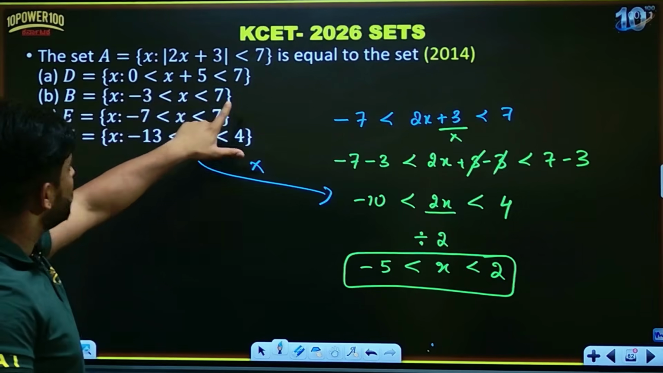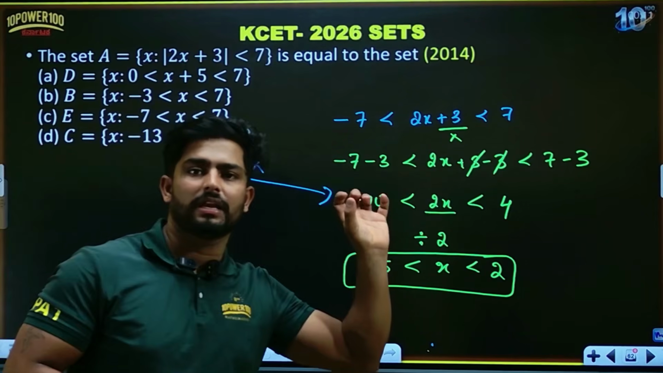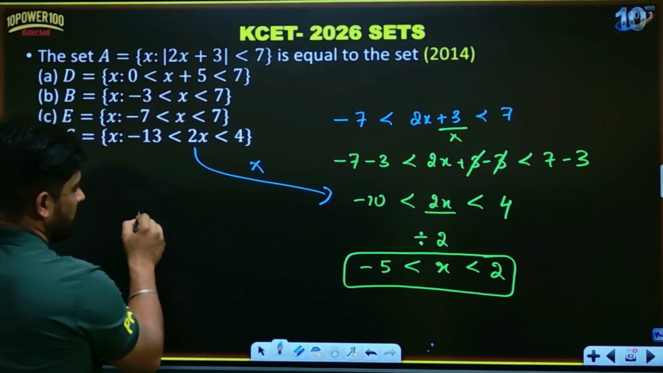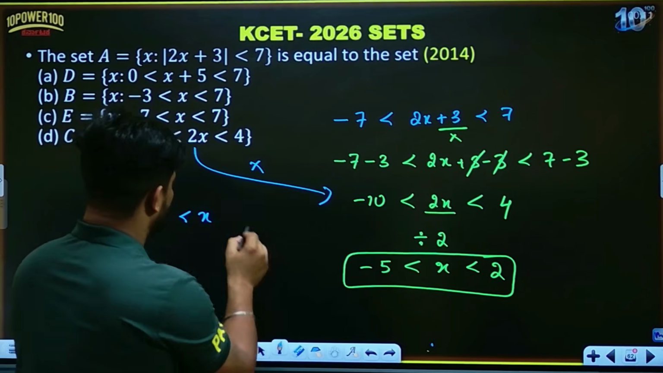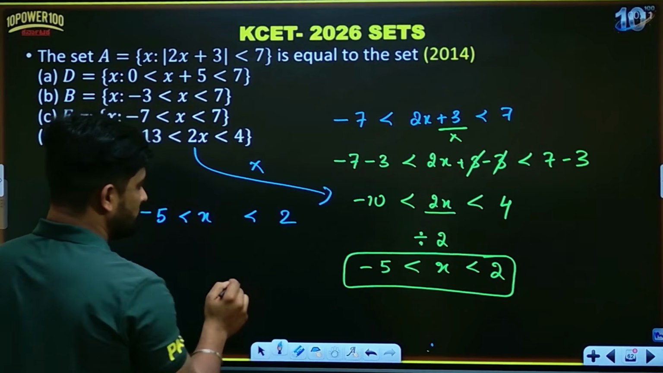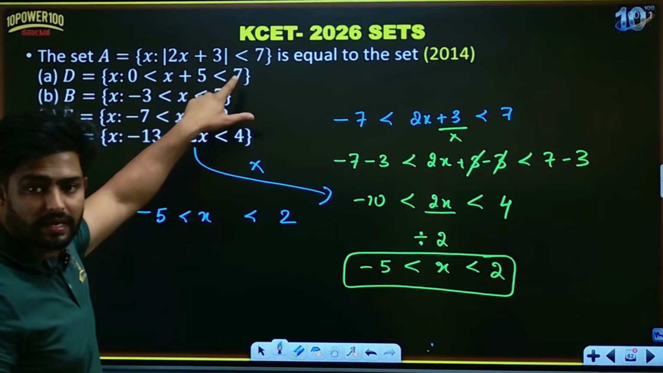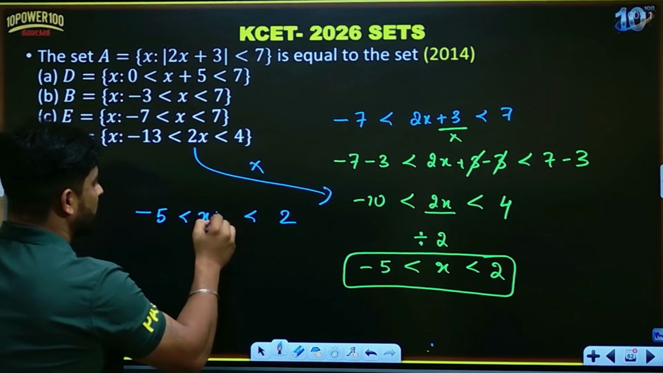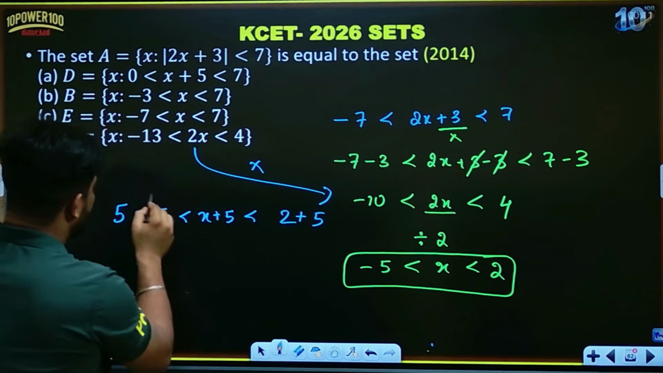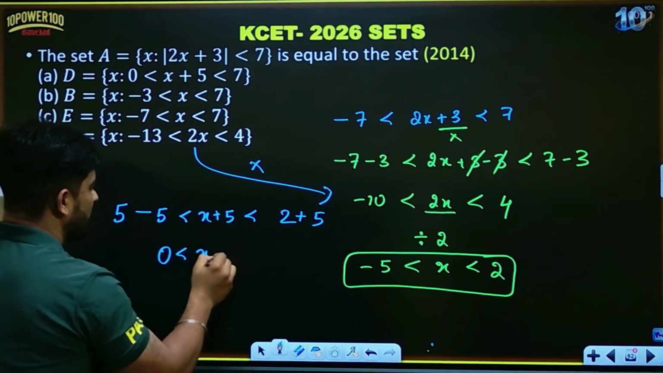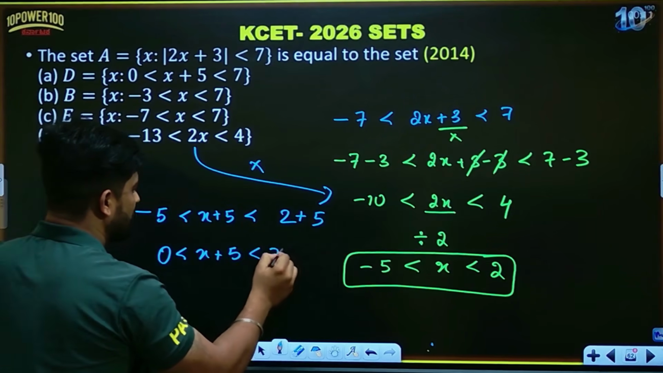Look at option A, children. They have actually modified it a little. I will write this option: minus 5 less than x less than 2. Here you see x plus 5, correct? So what I will do is I will add plus 5 everywhere. So 5 minus 5 is 0 less than x plus 5 less than 7, correct?